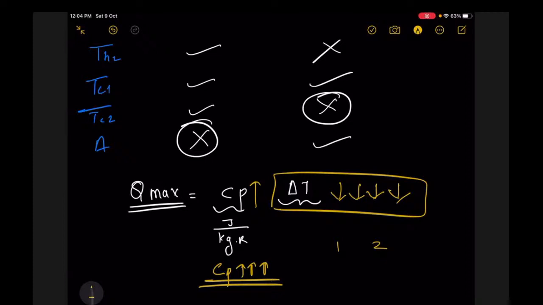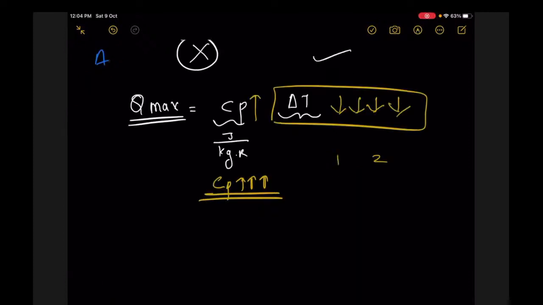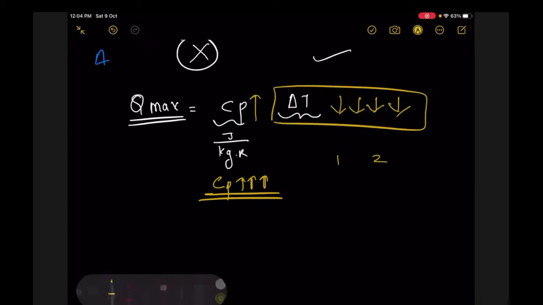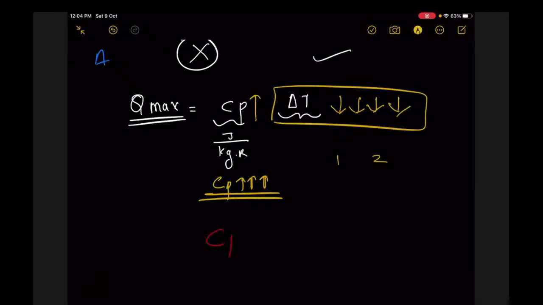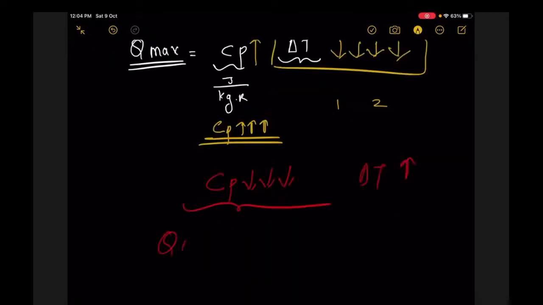So that is why our task will be to decrease the value of CP. Decrease means we can't decrease it; you have to select such a fluid which has a low CP, because if CP is low, delta T will be high. So here you can say Qmax upon CP equals delta T. From this equation also you can see, if you want more delta T, CP should be less.